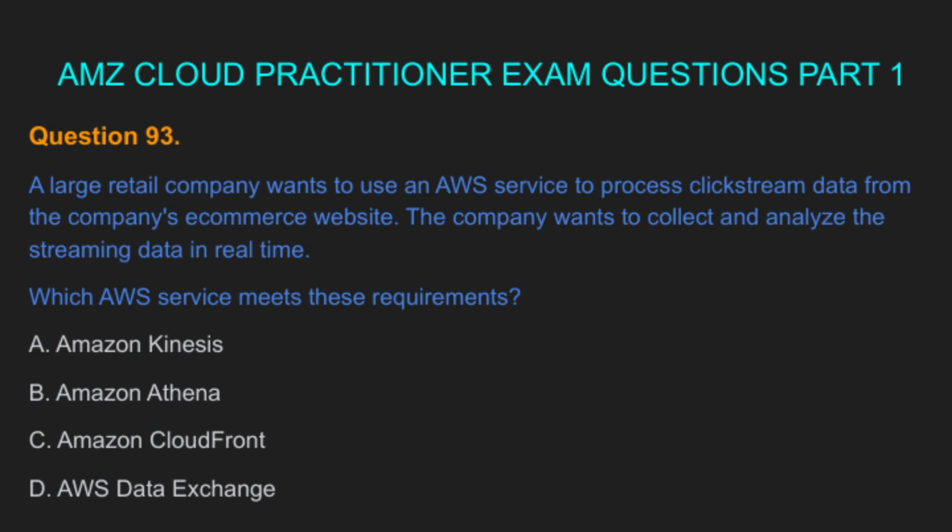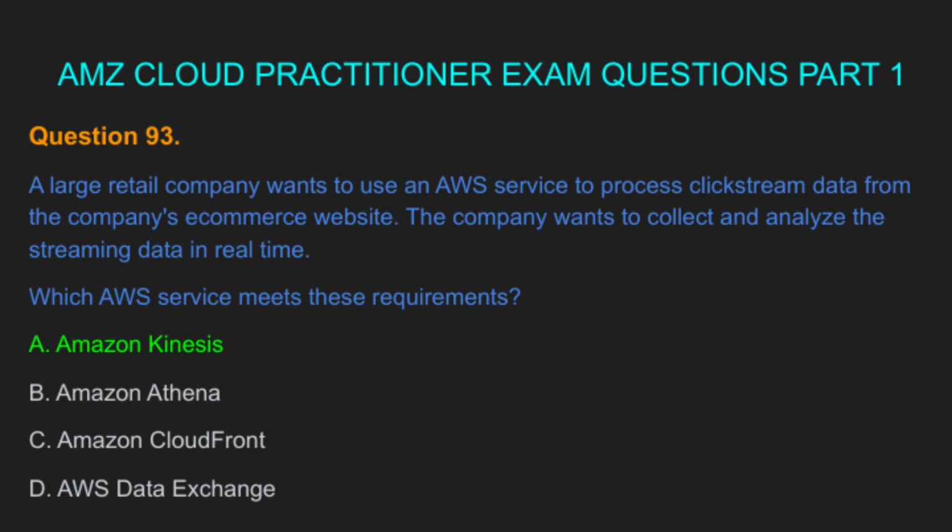Question 93. A large retail company wants to use an AWS service to process clickstream data from the company's e-commerce website. The company wants to collect and analyze the streaming data in real time. Which AWS service meets these requirements? A. Amazon Kinesis. B. Amazon Athena. C. Amazon CloudFront. D. AWS Data Exchange. The answer is A.